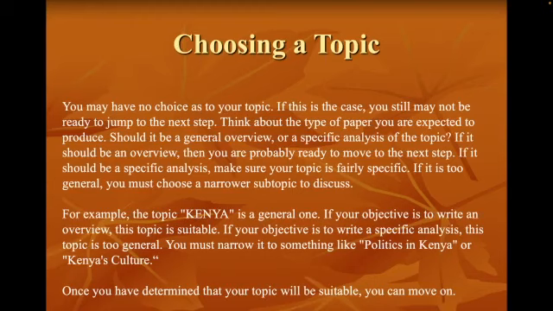For example, if you picked the topic Kenya, that's a general topic. If your objective is to write an overview, this topic would be suitable. But if your objective is to write a specific analysis, it's too general and you should narrow it to something like politics in Kenya or Kenya's culture. Once you've determined that your topic is suitable, now you can move on.